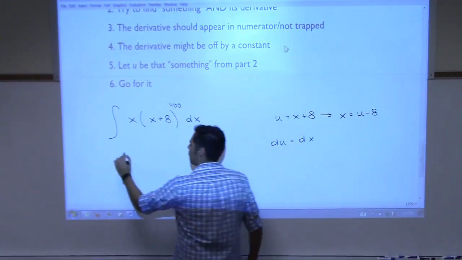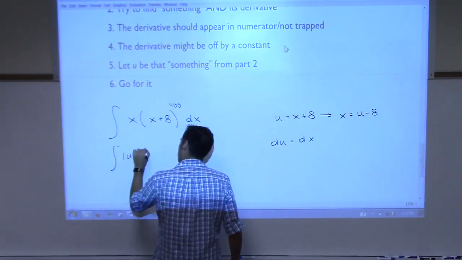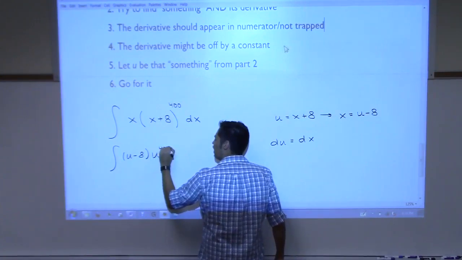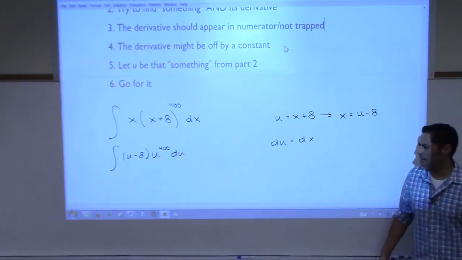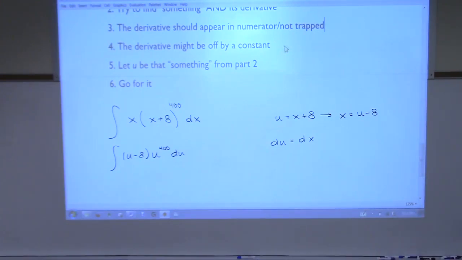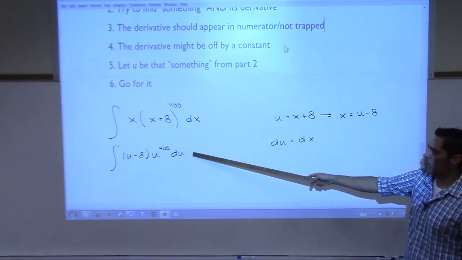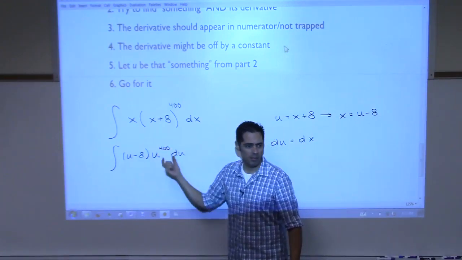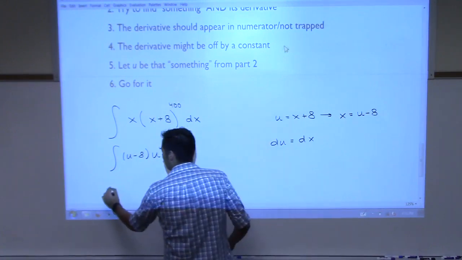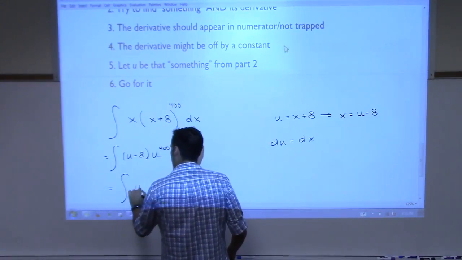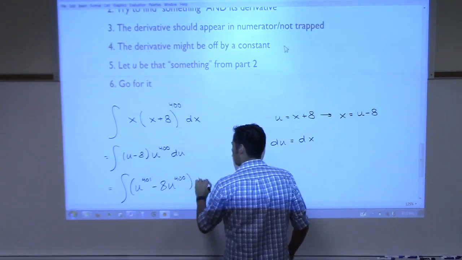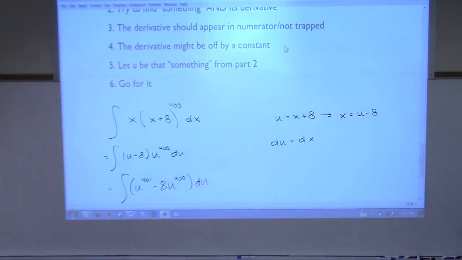Rewrite the problem. What do we have? U minus 8 here in parentheses. X plus 8 to the 400th is now what? U to the 400th, and dx is du. Did we gain any ground here? Why is this expression okay to work with when this one wasn't? Now you can multiply u to the 400th through, right? You can pass that through now. And so you get the integral of u to the 401st power minus 8 u to the 400th power du. And you can do those term by term, each one separately.